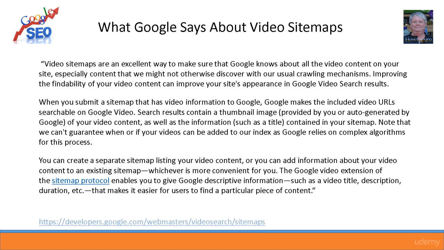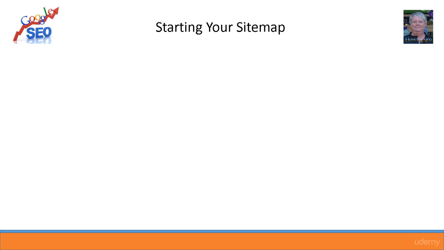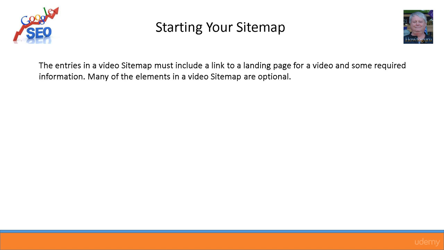So that's what Google had to say, and down below is a link to a Google training page for video sitemap creation. The entries in a video sitemap must include a link to a landing page for a video and some required information. Many of the elements in a video sitemap are optional, but they provide useful metadata that can enhance your video results and improve Google's ability to include your video in search results.